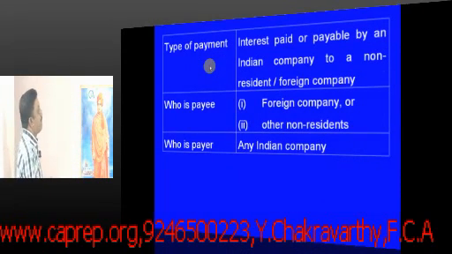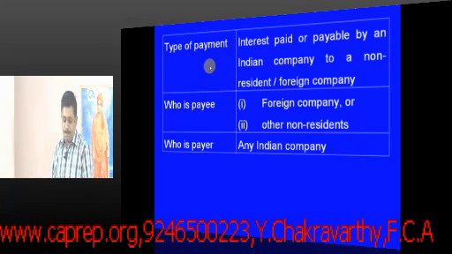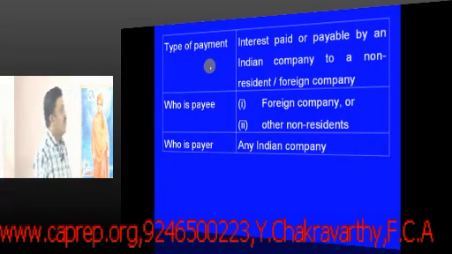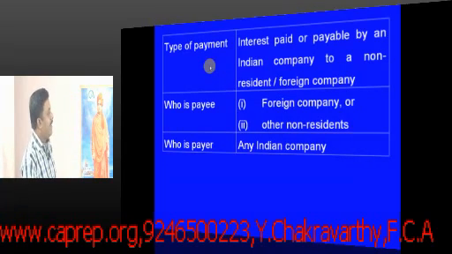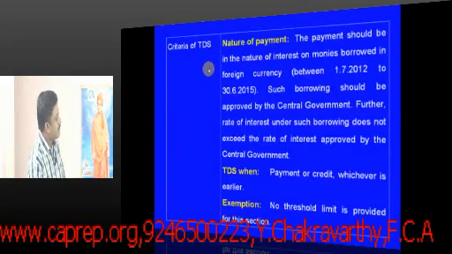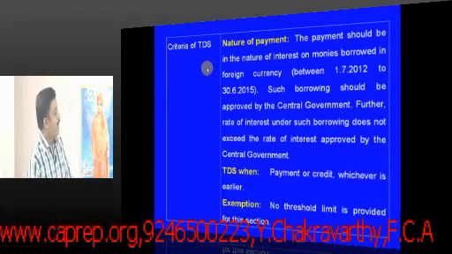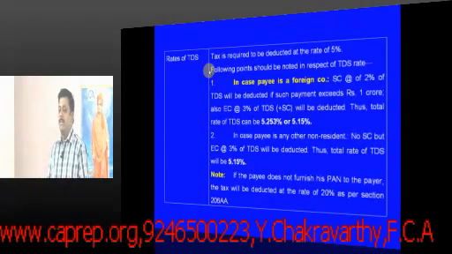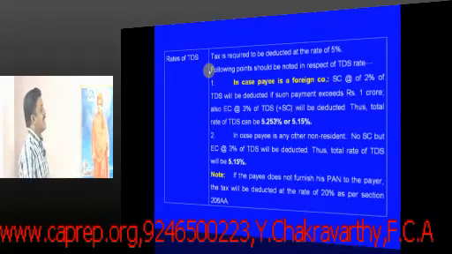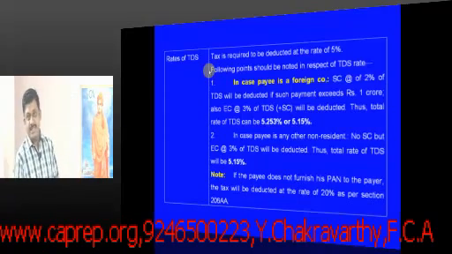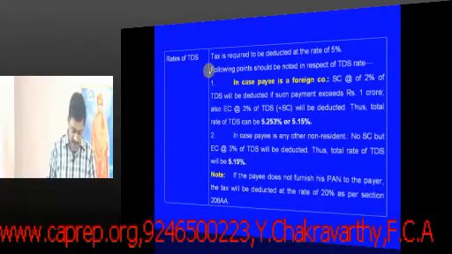What is it? Interest paid or payable by an Indian company to a non-resident foreign company, then the rate of TDS is 5% plus surcharge if applicable, plus educational cess.